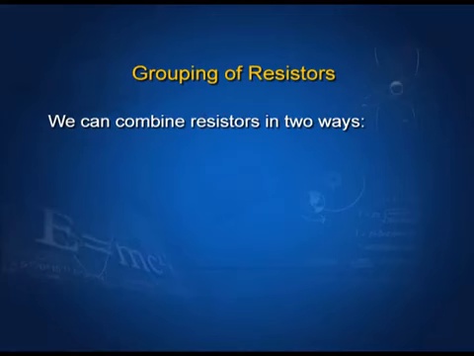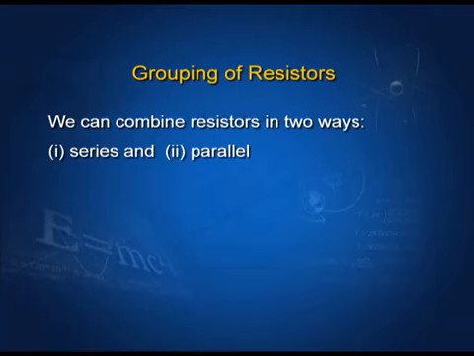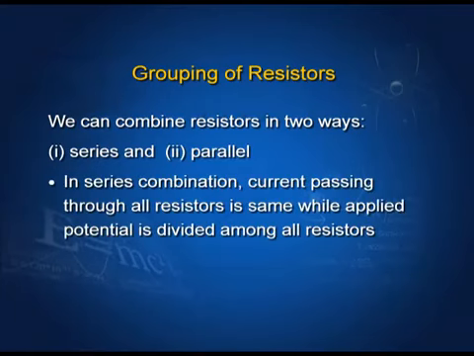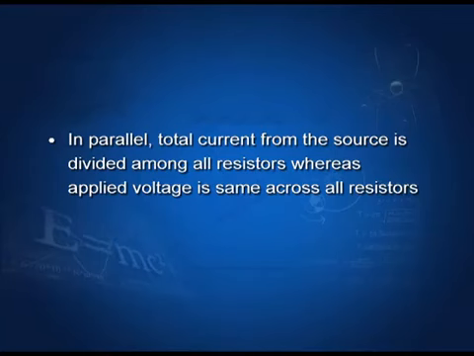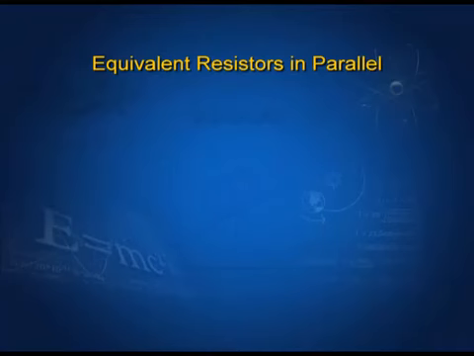Grouping of resistors. We can combine resistors in two ways. One is the series combination and the second is parallel. In series combination, the current passing through all the resistors is the same, while the applied potential is divided among all the resistors. In parallel, the total current from the source is divided among all the resistors, whereas the applied voltage is the same. Now, let's study the equivalent resistance of a parallel combination.